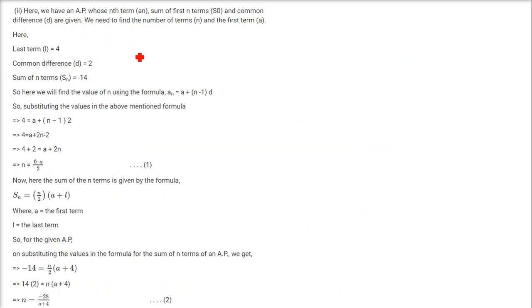Next, the last term is given, the common difference is given, and the sum of n terms is given, right? So we have the last term and the common difference. First let us find a relationship between n and a. Then we can put it into the sum of n terms. So this last term is 4, which is equal to a plus n minus 1 into d. a we don't know, and n also we don't know, but d we know.